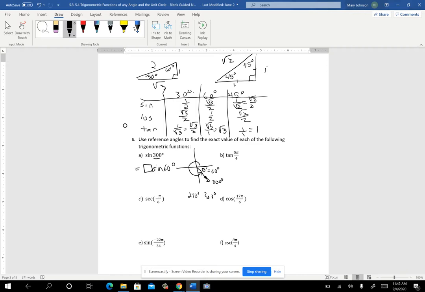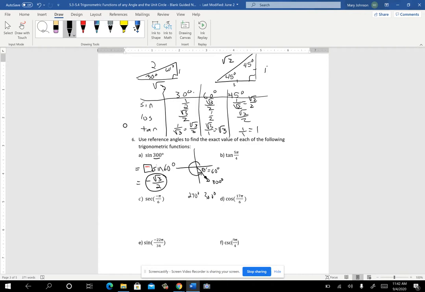So can you see if you were to plot that point right there, how you would have had to go down to get there, which means the y coordinate would be negative. So you are going to need this negative right here. That's the important thing. And then you already know the sine of 60 is square root of 3 over 2. So there's your answer.